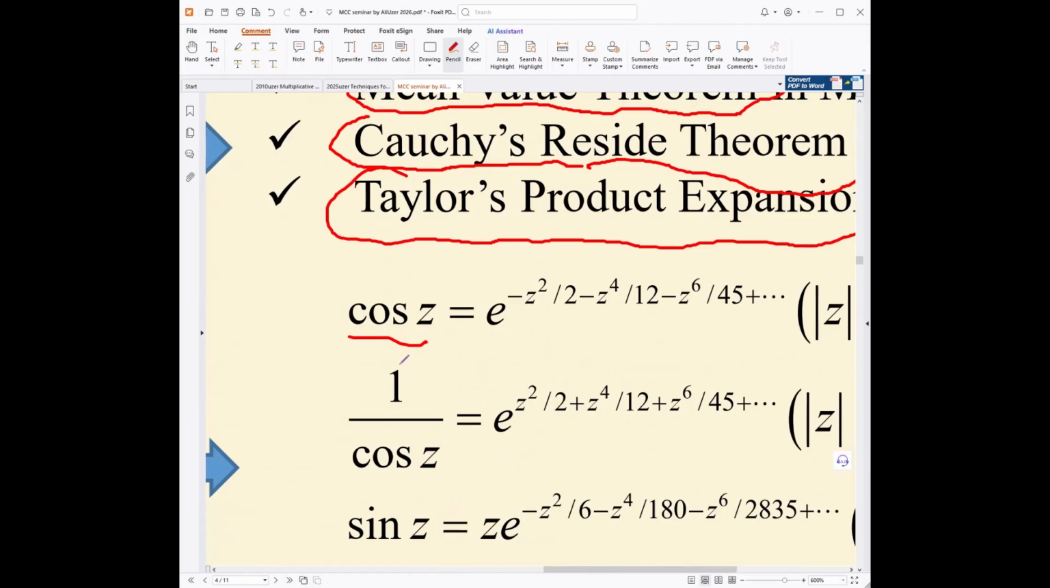Okay. The derivative, the Taylor product expansion of cosine function, 1 over cosine function.